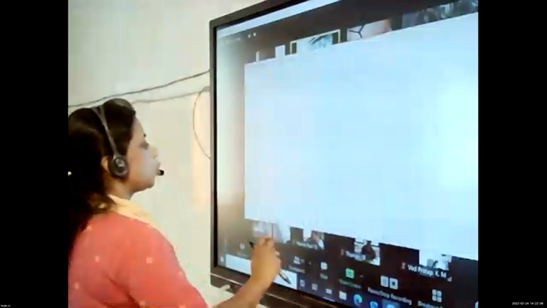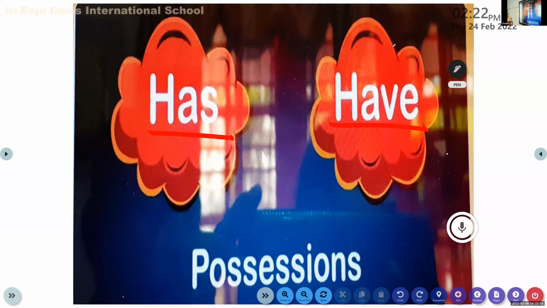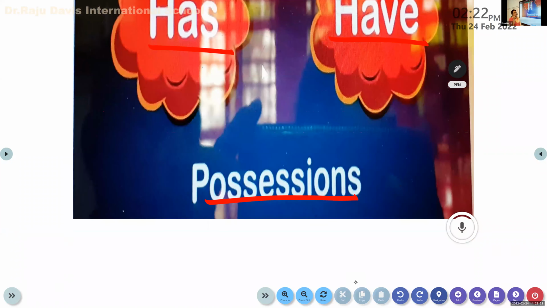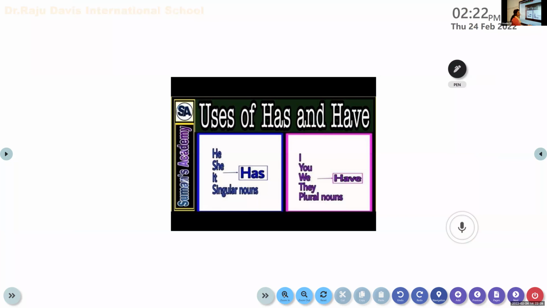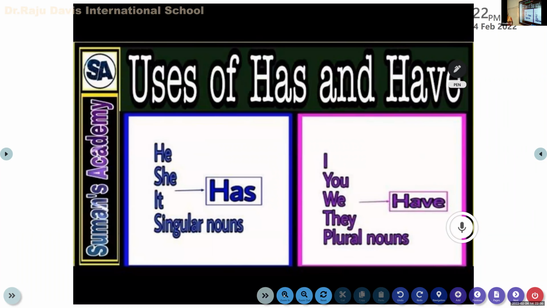Now let's move on to the usage of it, children. Keep your things there. I'll tell you. So has and have are used to indicate possession, which means what someone owns. Now let's move on to the usage of has and have. All of you look at the picture. All of you look at it.